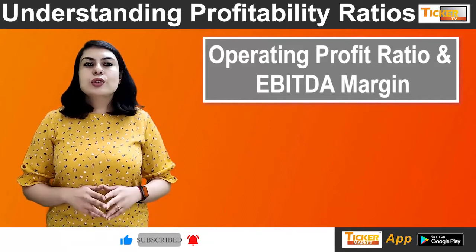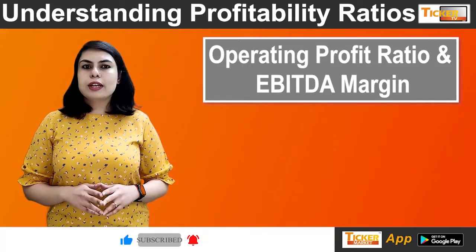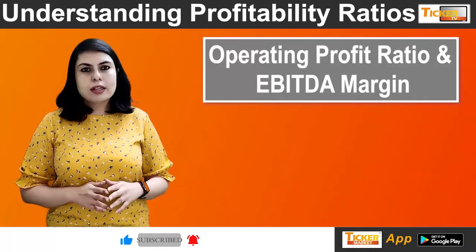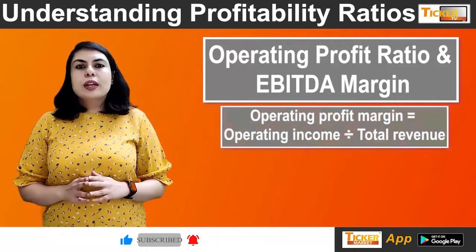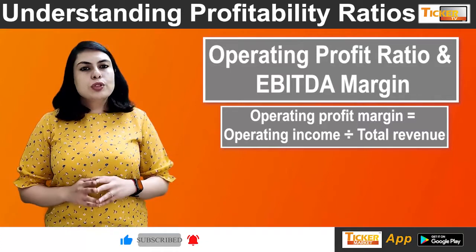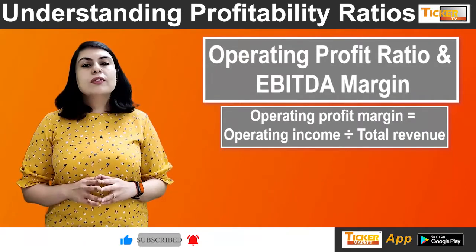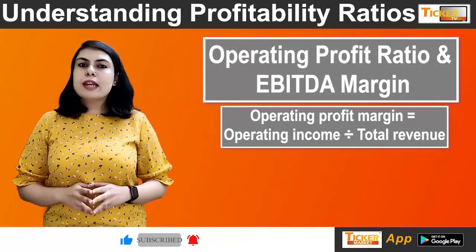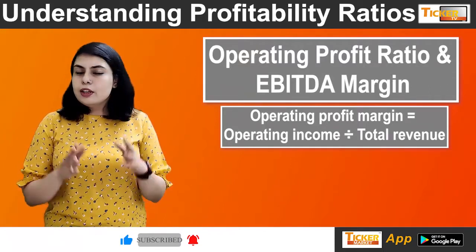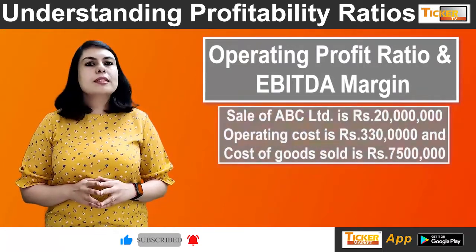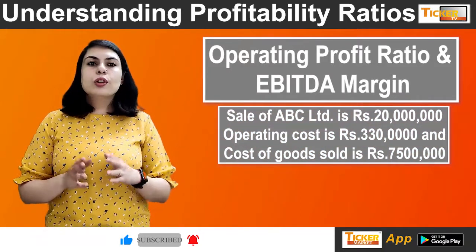The operating ratio displays the efficiency of an organization in controlling its cost, and the formula for calculating the OPM is as follows. You can divide the operating income by the total revenue, or otherwise you can divide the earnings before interest and taxes, which is EBIT, by the total revenue. Now let's take an example and suppose the sales of ABC Limited is 2 crore rupees.